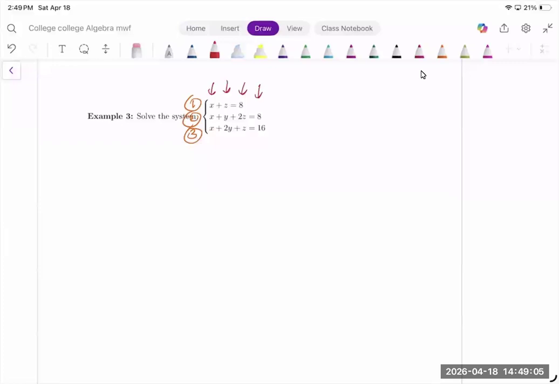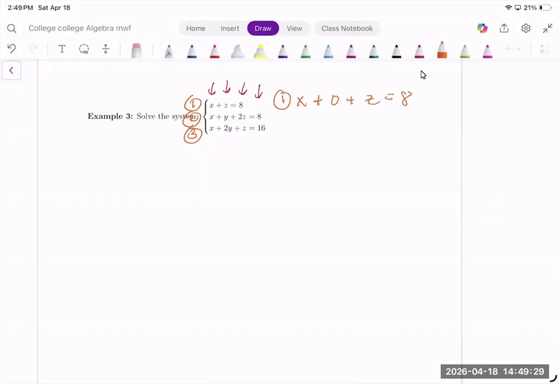Well, Y is already eliminated from equation 1 because notice equation 1, if we expand, is X plus 0 plus Z equaling 8. So Y is already eliminated from one of them. So I'm just going to choose Y for the path of least resistance. If you want to do X or Z, go nuts. But I'm going to work smarter, not harder, but you do you.